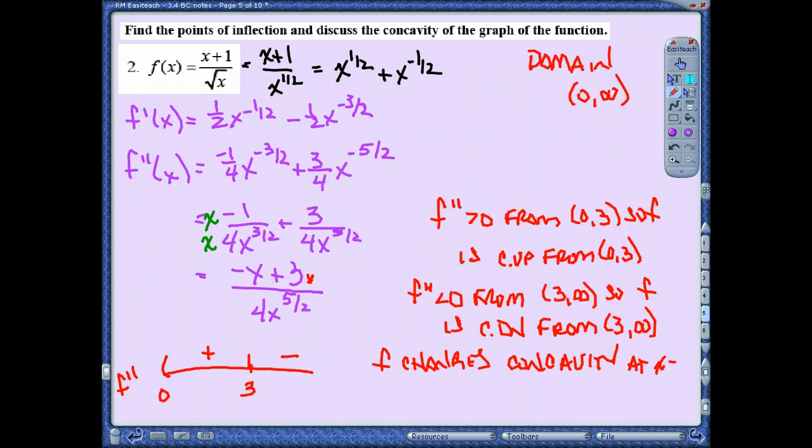At x equals 3, so that means x equals 3 is a point of inflection. Being a place where your second derivative is equal to 0 or undefined does not make you a point of inflection. It makes you a possible point of inflection. To bring it on home, you have to have a sign change. Positive on one side, negative on the other side.